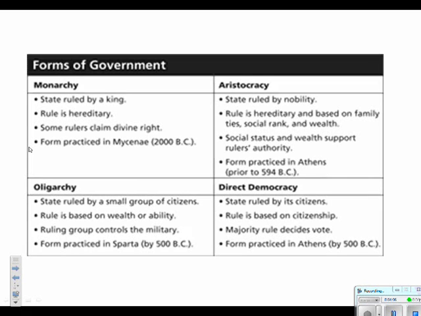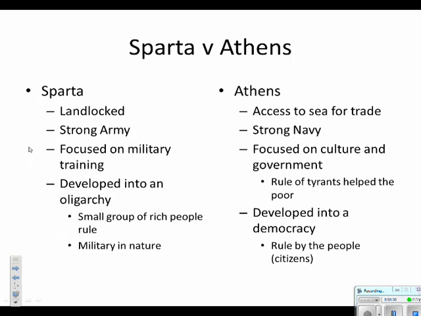And then of course you have democracy, maybe one of the most important types of government we have here, where the state and the government is ruled by citizens and rule is based on citizenship. And the idea of majority rule is important. Whoever has the most votes wins. This is developed in Athens, and we know that Athens is maybe the cradle of where these democratic ideas start. We'll talk more about these as we move through the video.